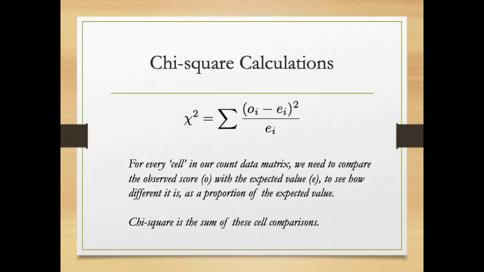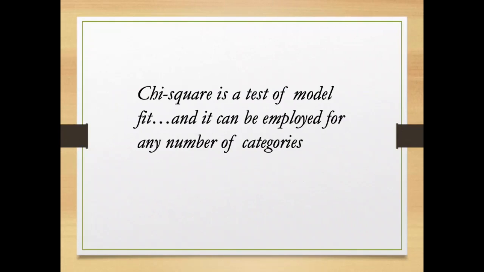The statistic that we used for this analysis was the chi-square. For every cell within our matrix of count data, we need to compare the observed score, abbreviated here as O, with the expected value, which is abbreviated here as E, to see how different it is as a proportion of the expected value. Chi-square is the sum of all these cell comparisons. And with this introduction of the chi-square statistic, we realized that the chi-square is a test of model fit. It's quite a useful statistic, actually. You'll see it come up in all kinds of advanced analyses that require you to compare patterns of data across different samples, or when changing assumptions related to the relationship between variables within models that you use to explain your data.